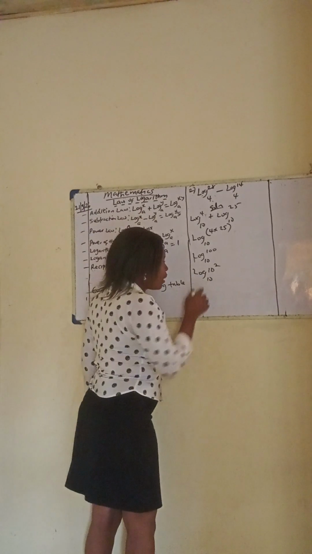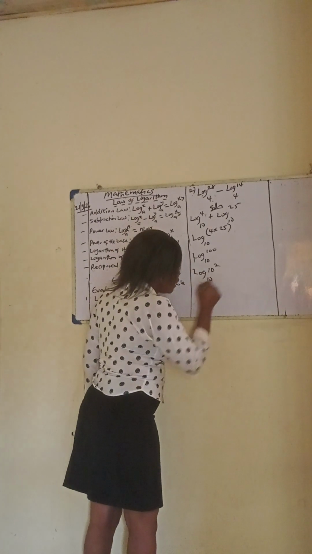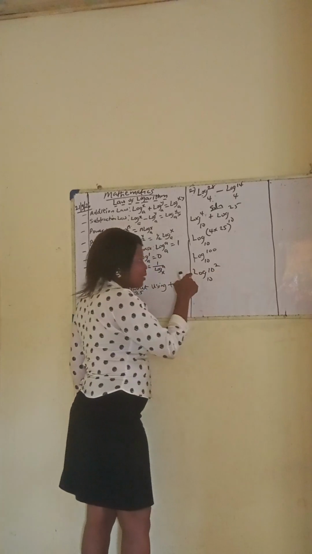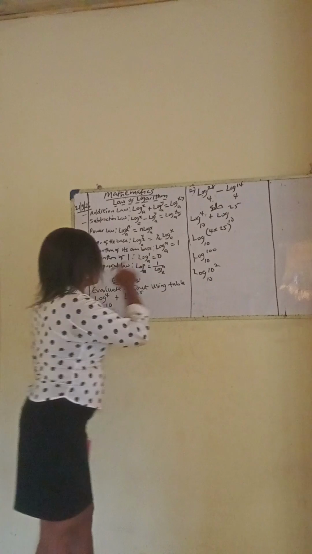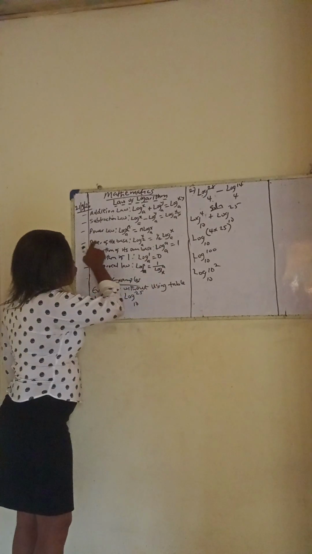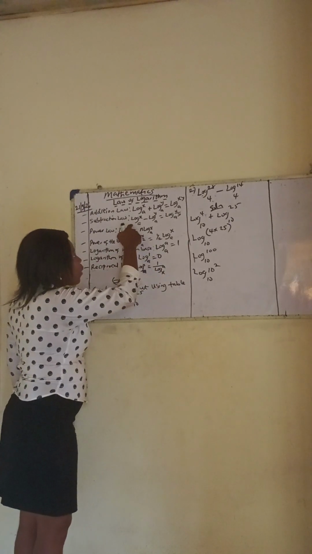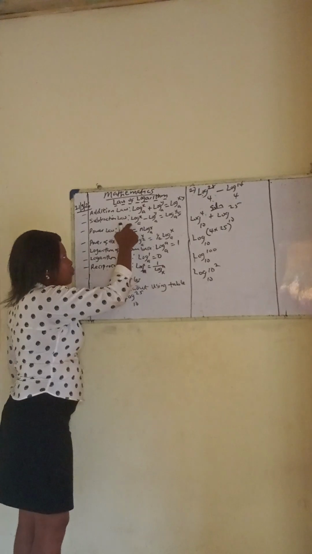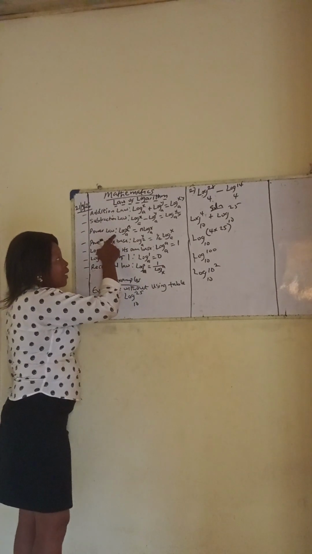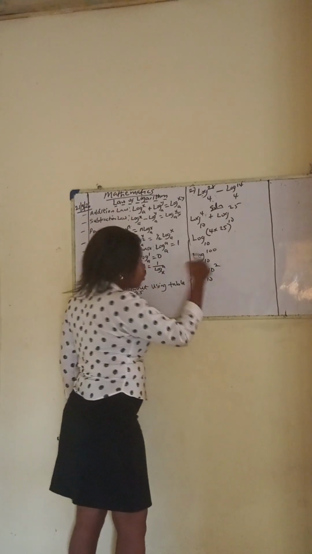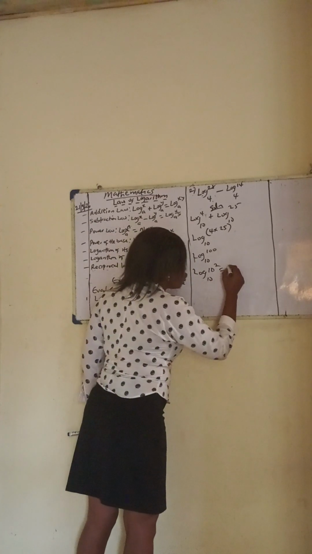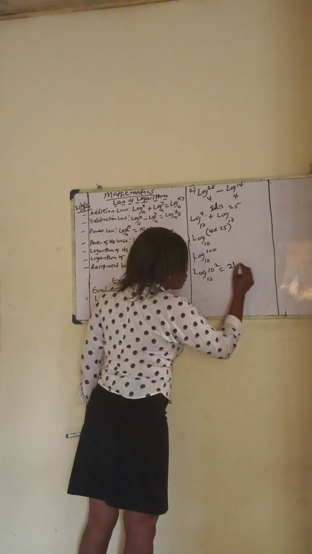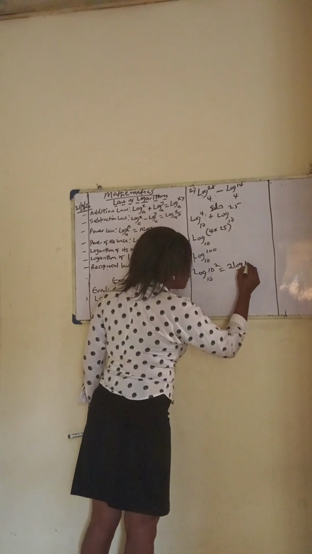Now the same thing applies there. So I'm going to say log 10, bring this 2 to the front. You can see this 2 is an example of the power law, where whatever you have as your power comes to the front. So this 2 is going to come to the front of our log, then put your 10 raised to power 10.